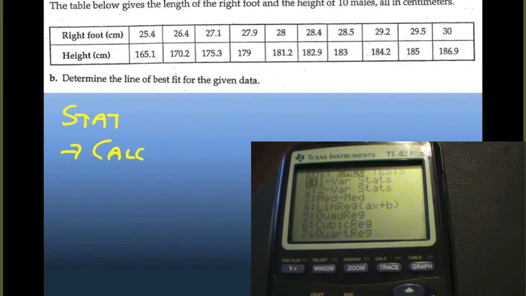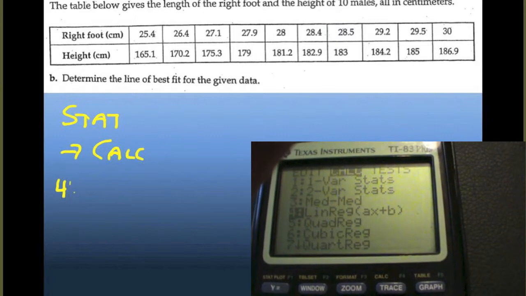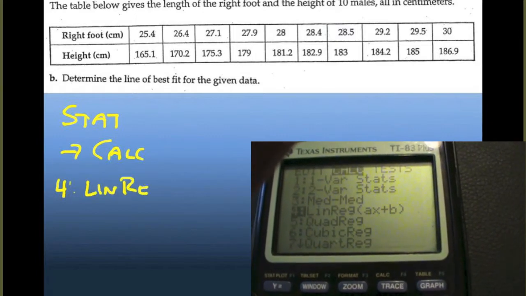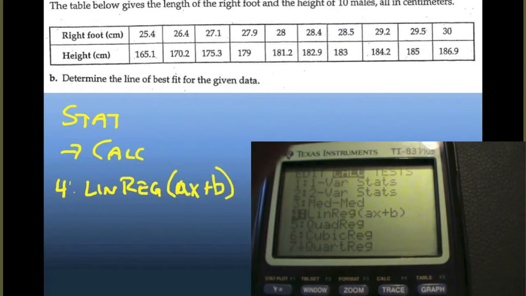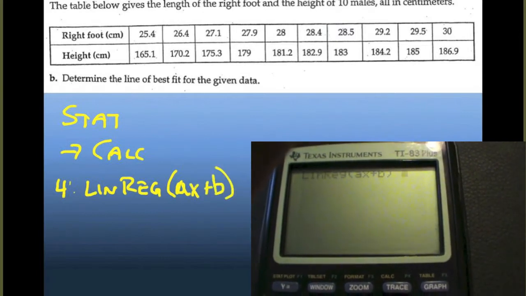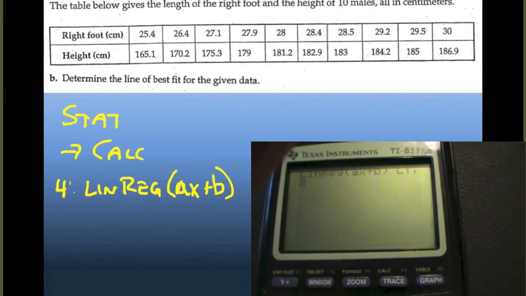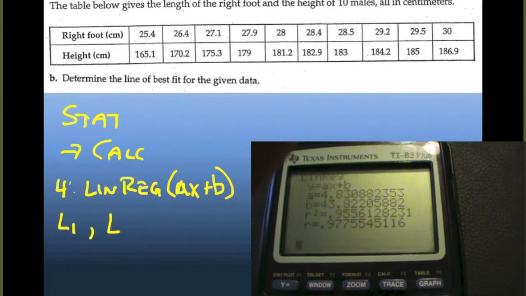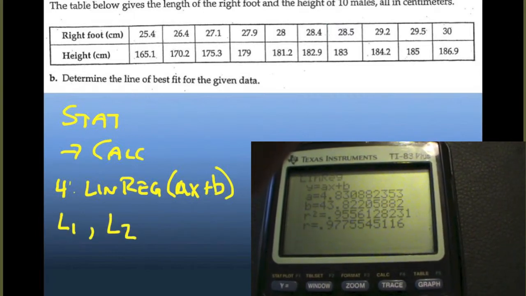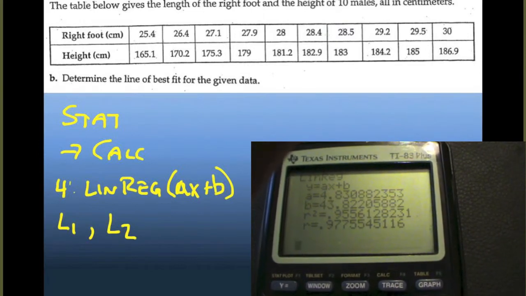If you go down, you'll notice that number 4 says LinReg ax plus b. We're going to choose that. And again, you want to tell it that it's L1 and L2 that we're using. It'll bring up this screen here. This tells you what A is, what B is. It gives you R squared and it gives you R. We'll talk about all of that in just a second.